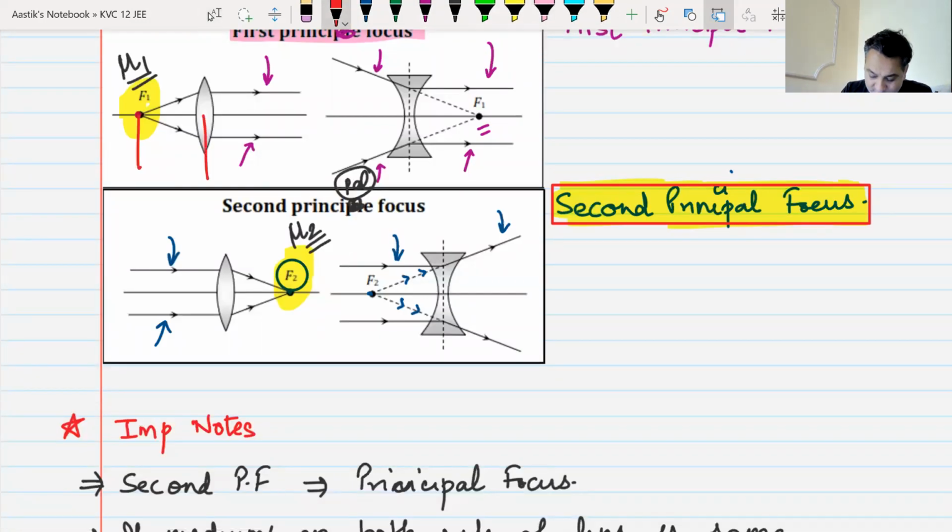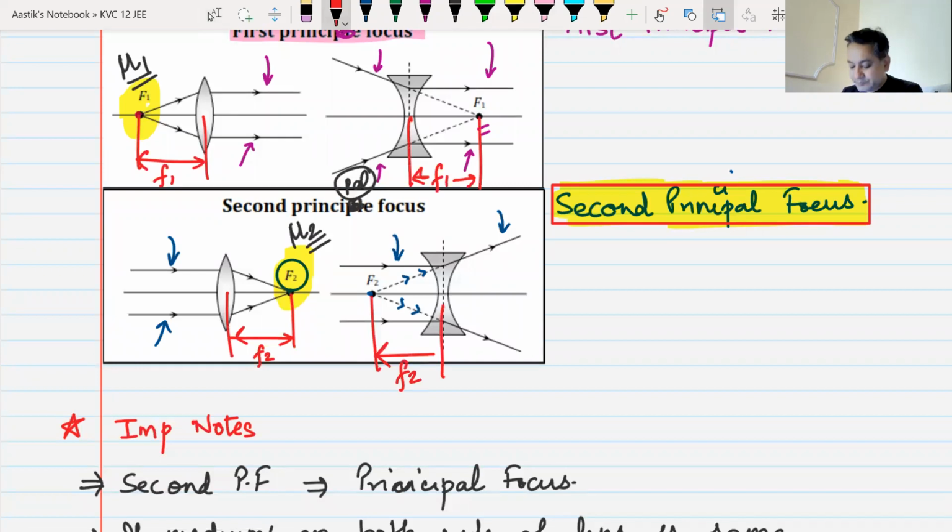This distance would be known as f1. Do we understand this? Yes, sir. And this distance would be known as f2. This distance would be known as f1. This distance would be known as f2. I hope we are getting somewhere, right? Focal length.